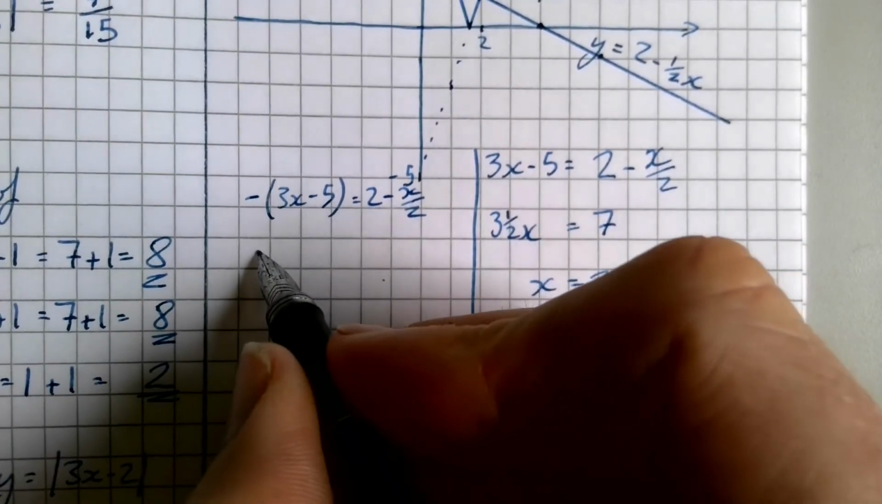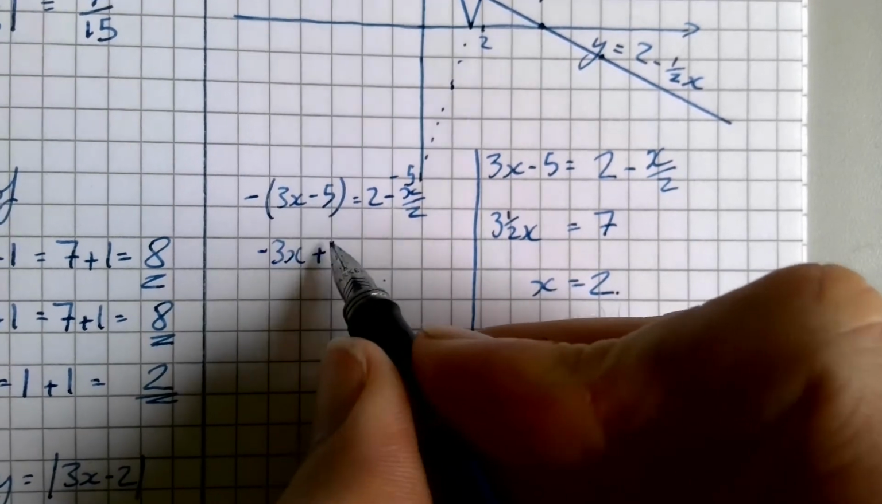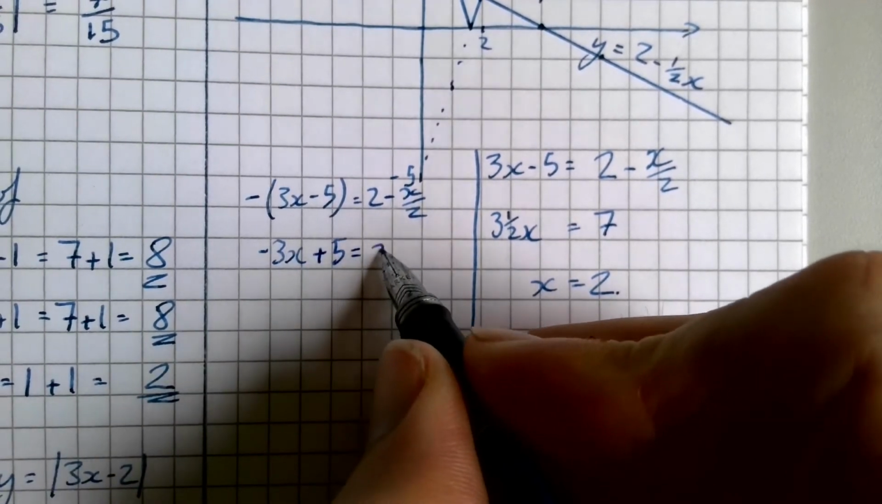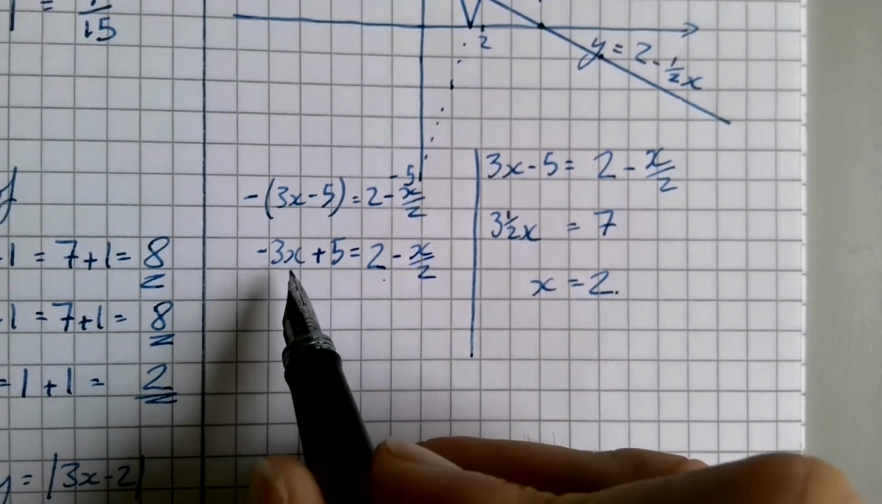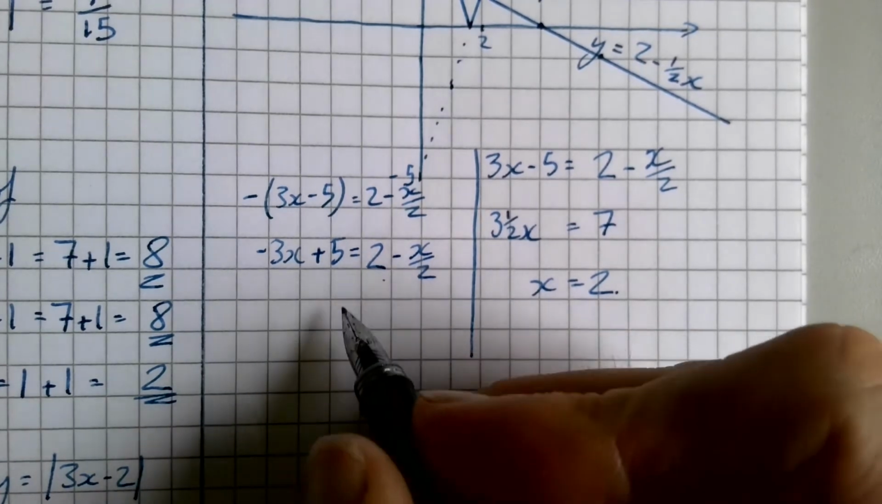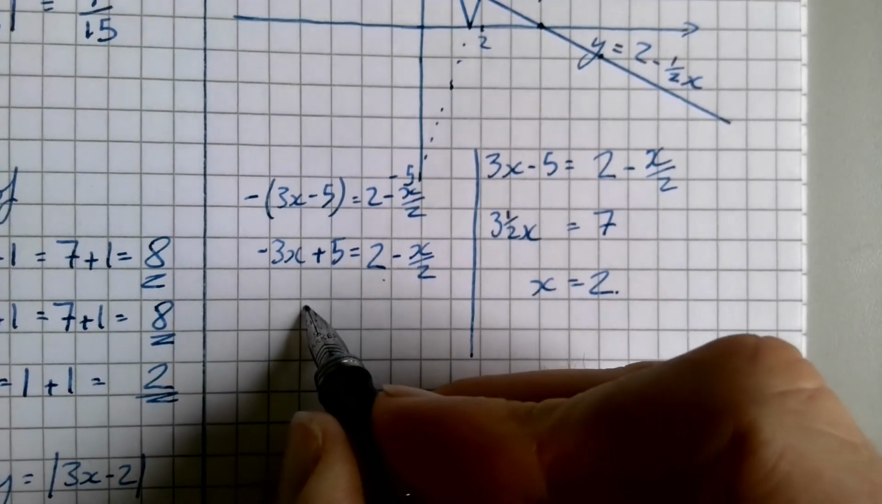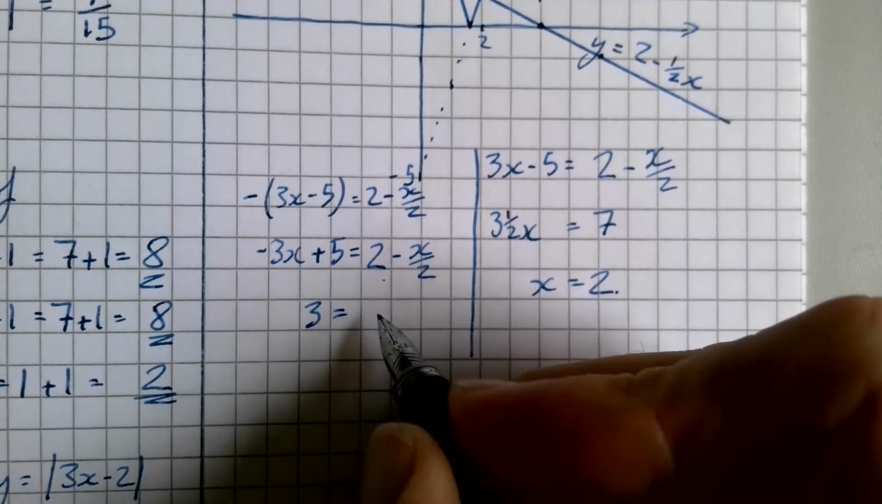Start by expanding this bracket, gives me minus 3x, and negative 1 times negative 5 gives me plus 5, is 2 minus x over 2. Now this time if I add the 3x to that side, and I take the 2 from there, taking 2 from 5 gives me 3.